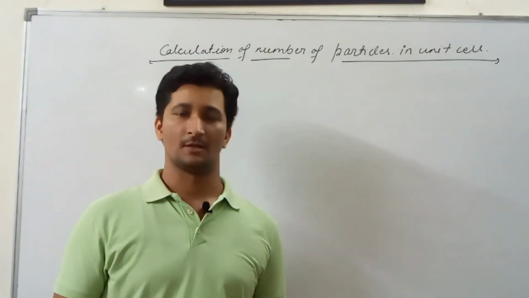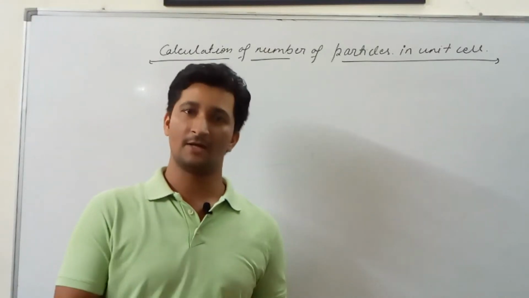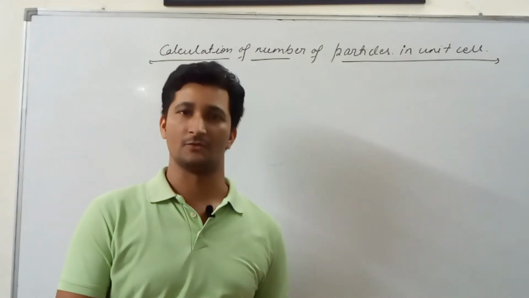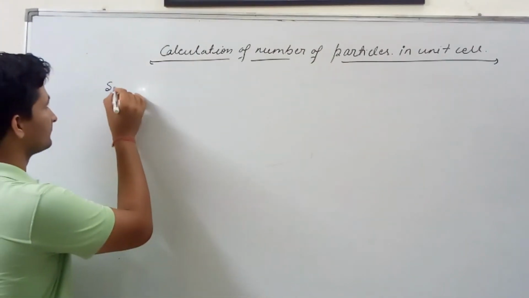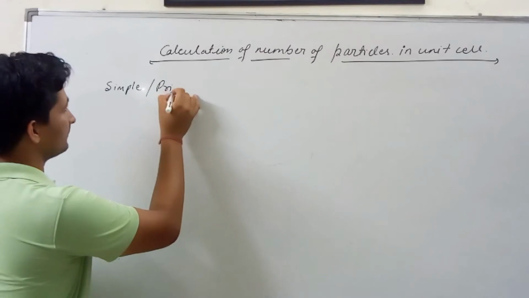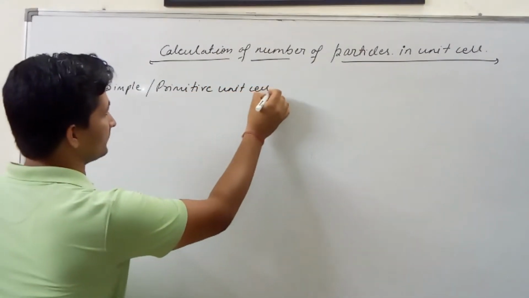Due to this, the number of particles present in a unit cell has a different value from the number of lattice sites in the unit cell. Now, the first unit cell is the simple or primitive unit cell.